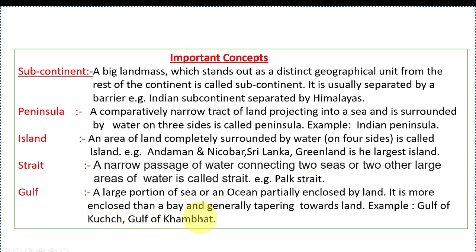What is a gulf? A large portion of sea or an ocean partially enclosed by land. It is more enclosed than a bay and generally tapering towards land. It is called a gulf. Example, Gulf of Kutch and Gulf of Khambhat.